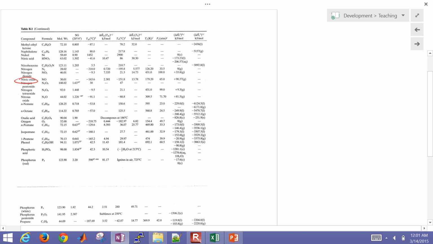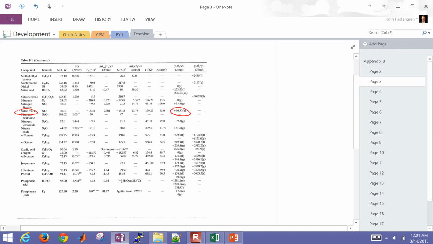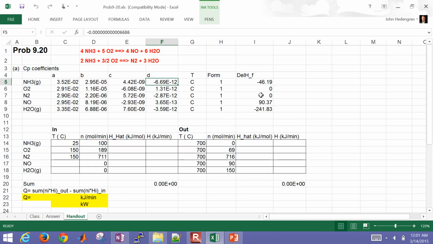Here's nitric oxide though. Okay, and our delta H of formation, we're also going to use those numbers as well. So we had nitric oxide, there's ammonia. We also needed to look up water as well. It was going to be 0 for oxygen and nitrogen. So what we want to do now is just go ahead and start calculating the specific enthalpies.